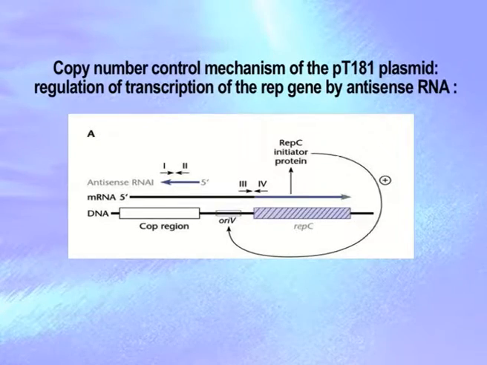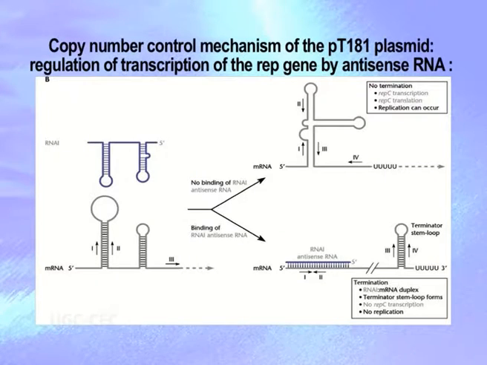Next, we have the case of the pT181 plasmid, where the copy number control mechanism is a bit different. Herein, what we can see is that there are structures 1, 2, 3 and 4 which are formed, but as the copy number is reached, the system really wants to switch off the replication of the plasmid.